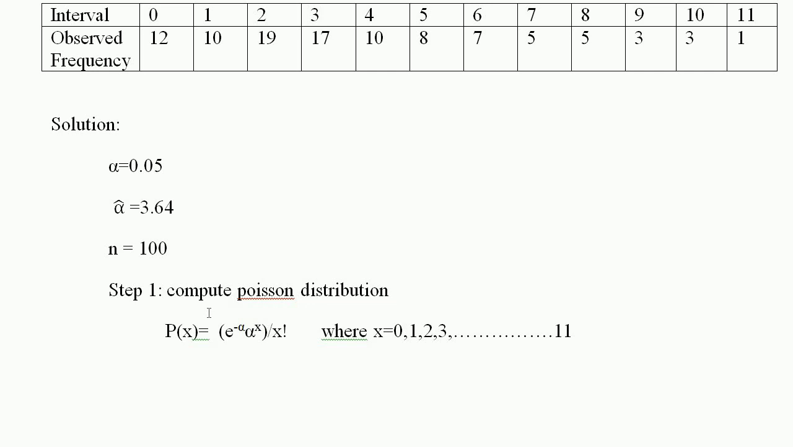In step 1, what we have to do is compute the Poisson distribution. We have a formula for that: P of x equal to e to the power minus alpha, alpha to the power x divided by x factorial. How many P of x values do we have to calculate? The x value lies from 0 to 11, so we have to calculate 12 values: P0, P1, P2, P3, P4, P5, P6, P7, P8, P9, P10 and P11. All 12 values we have to calculate, using the formula here.